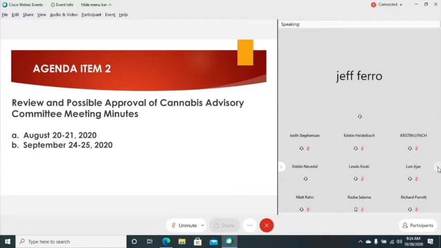Very well. This is Committee Member Nevdal, and I make a motion that we accept or approve meeting minutes from August 20th and 21st, as well as September 24 and 25. And can we get our second to approve the modified motion? Cermak, I agree. Thank you. Discussion. Can we open this up for discussion from the public?